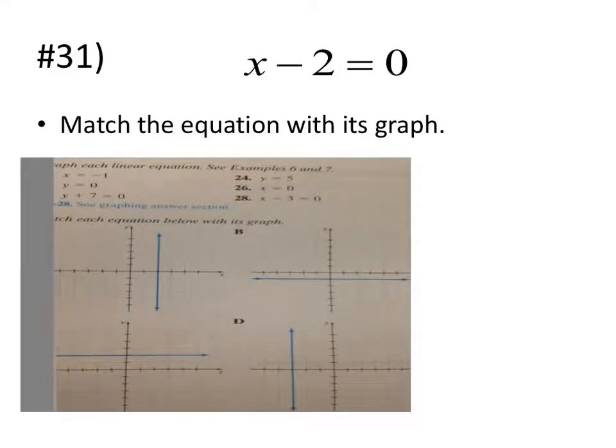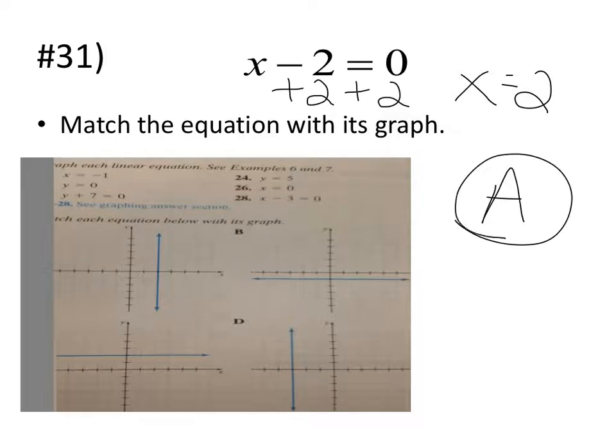Now first we're going to do a little math here. So we're going to add 2 to both sides, giving me x equals 2. So where does x equal 2? X equals 2 right here. So it's going to be A.